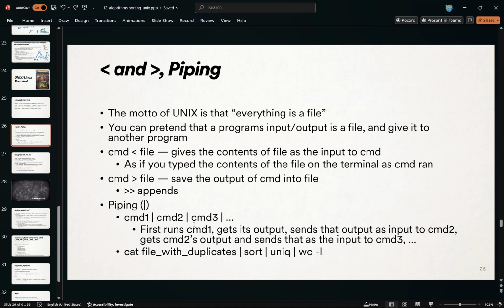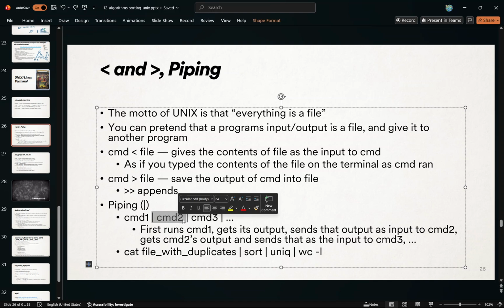Because the real power comes from this idea called a pipe. This character, the thing above your enter key if you press shift. It's the pipe character, and you can now chain commands and give the output of one as the input to the other. That's where we're going with this. So this syntax, command 1 pipe, command 2 pipe, command 3 pipe, goes on down the line if you want to. It's going to run command 1 first, get the output, and then pipe the output as the input to command 2. Then it'll run command 2 with that, get its output, pipe the output as the input to command 3. It just chains it all along.